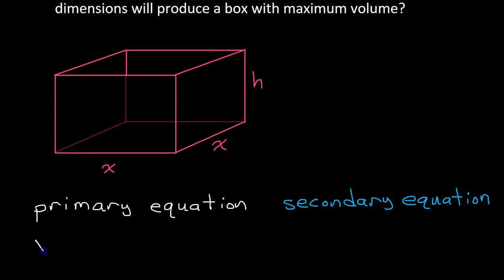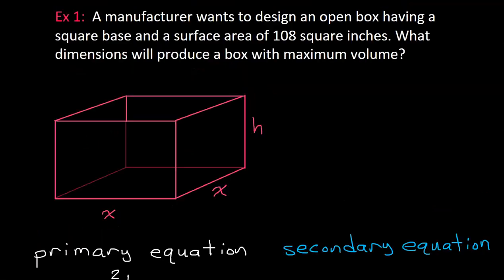So the primary equation, since we're trying to maximize volume, let's write a volume equation. The volume of a box is length times width times height. So in this case, that will be x times x times h, which will be x squared times h. So there's your primary equation.